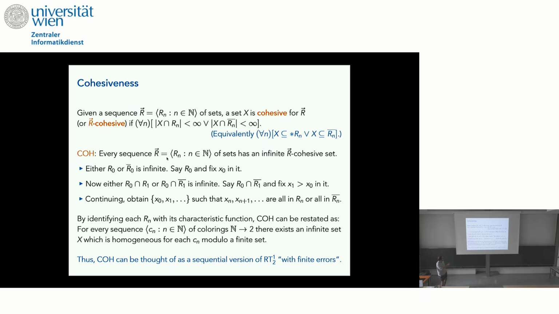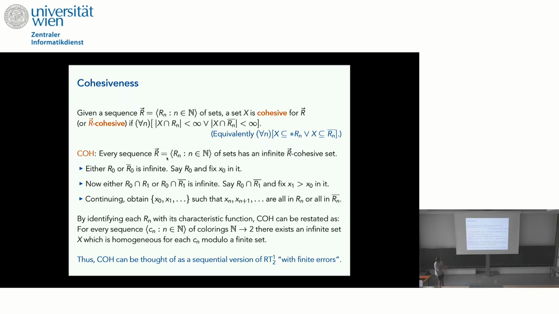Instances are arbitrary families of sets, and the solutions are the infinite R-cohesive sets. Maybe it's not so clear why this is true, but it's not hard. You have R0; it's infinite, or its complement is infinite. So commit yourself to building in one of the two, whichever is infinite. Now its intersection with the next one is infinite, or its intersection with the next one's complement is infinite. Now build only in that. Does that make sense?